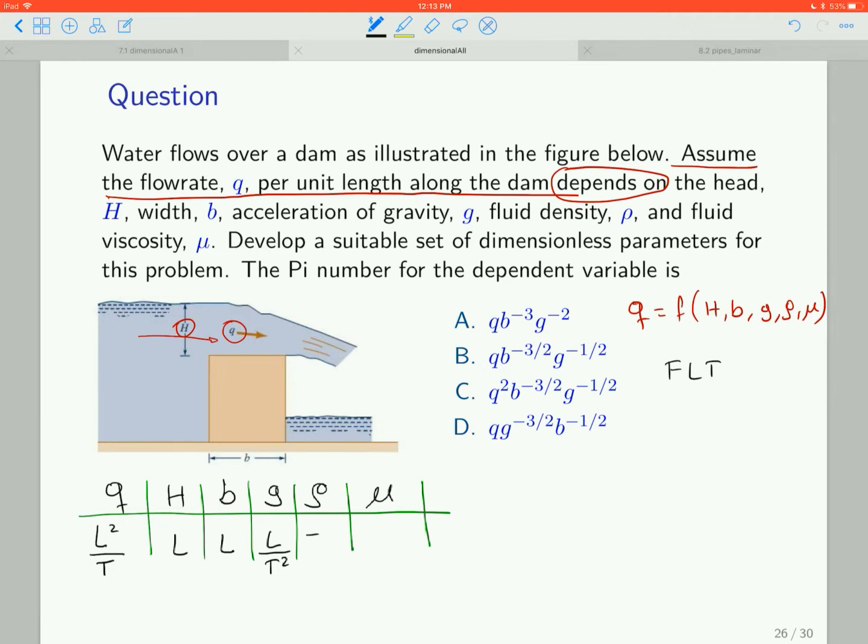So density is going to be force T squared divided by L to the 4th. And viscosity is going to be F divided by L, force divided by L squared, and multiplied by T.